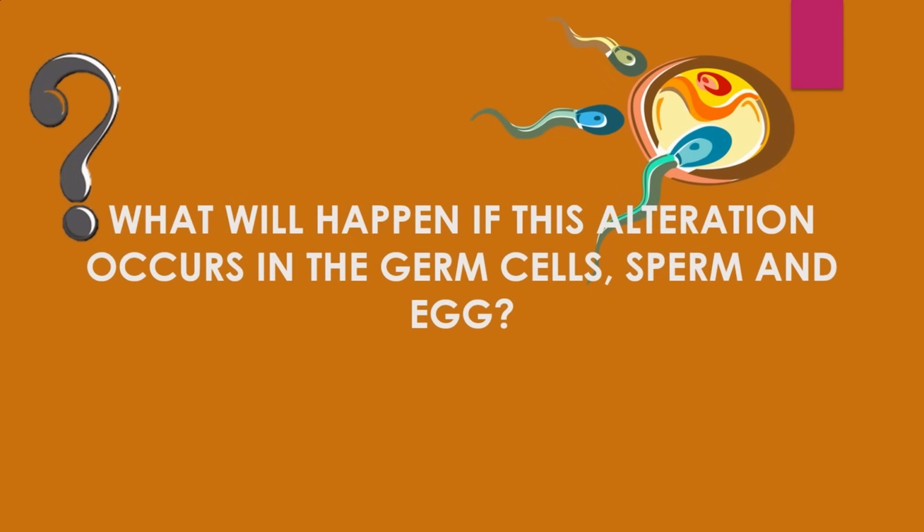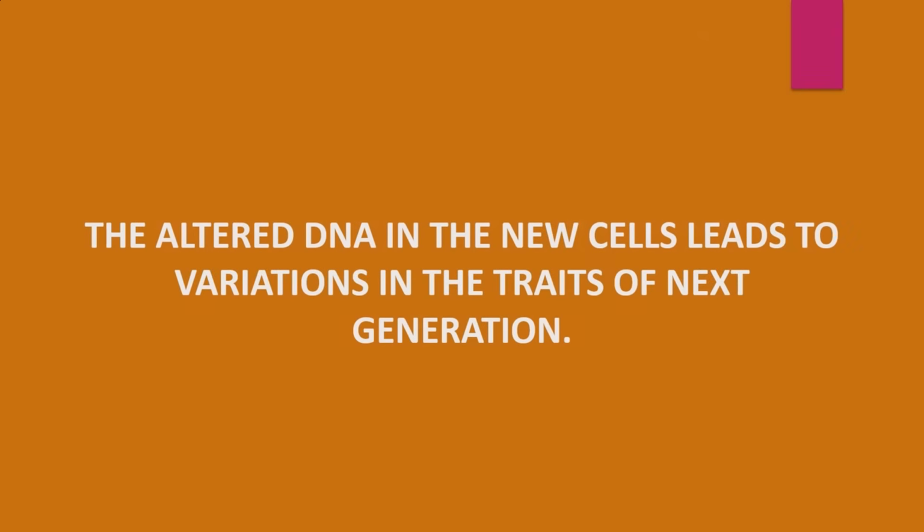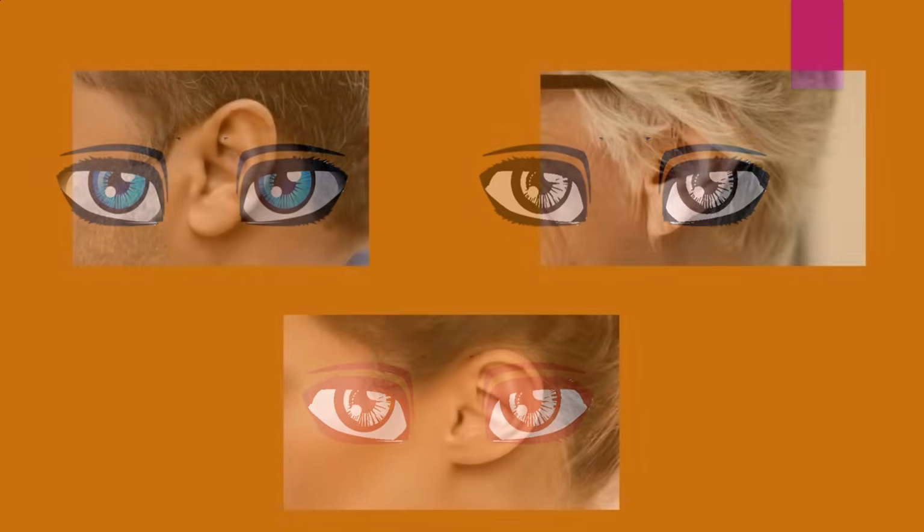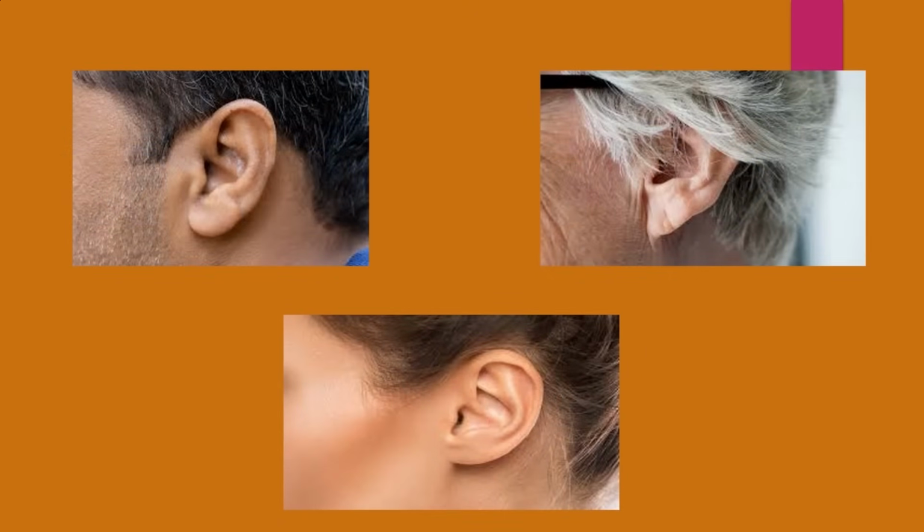What will happen if this alteration occurs in the germ cells like sperm and egg? The altered DNA in the new cells leads to variations in the traits of the next generation. Different colors of eyeballs, different shapes of ear pinna, and differences in hair color, size, and texture are examples of variations in humans.